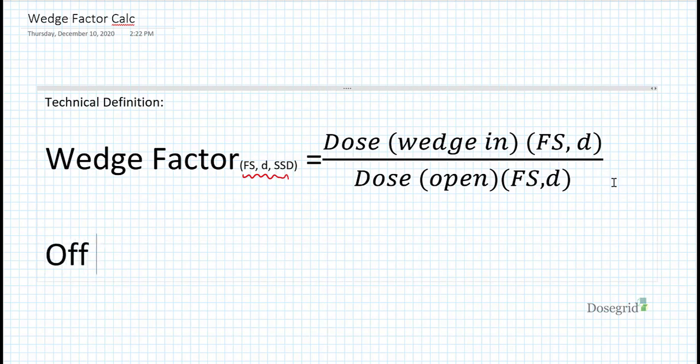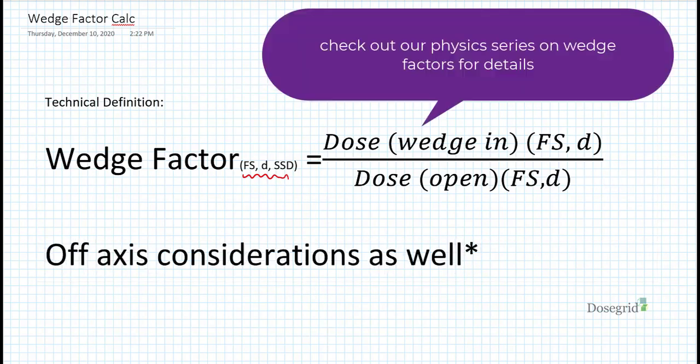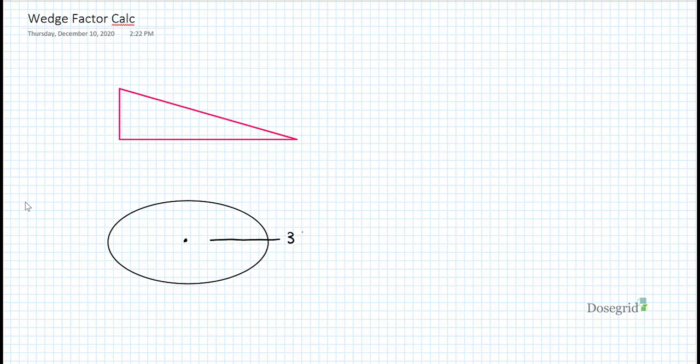There are also off-axis considerations in clinical practice, and so in reality they're quite complicated. However, today we'll just focus on simplified wedge factor calcs. Always use your intuition. Intuitively, you know that if a wedge is in the way of a beam, you need more juice to get dose through it.